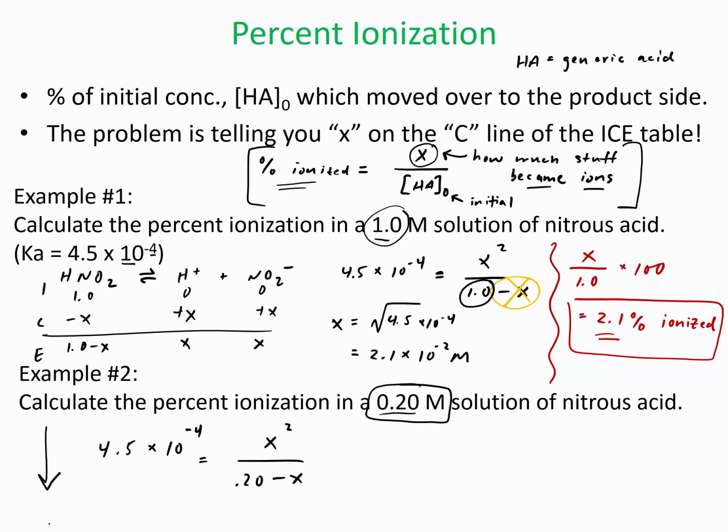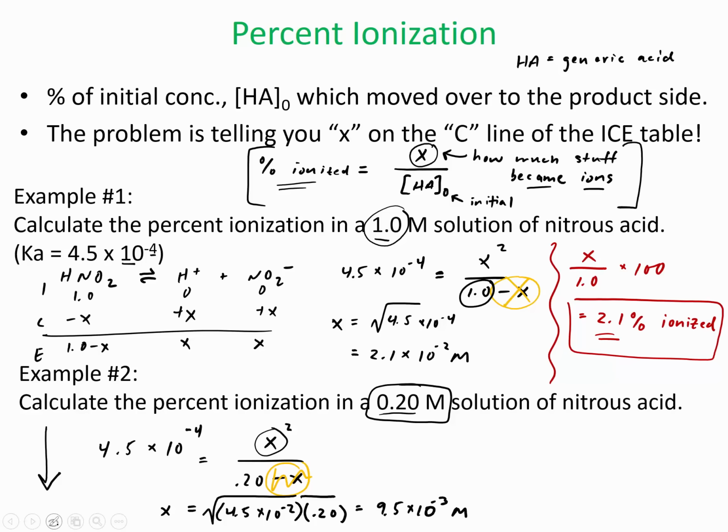So minus x. I'm going to assume this, because when I run through this problem, I'm checking this anyway. I'm checking to see how much of the initial is x, which is what percent ionization actually is. So if I solve this problem here, I get x is the square root of 4.5 times 10 to the negative second times 0.20. Okay, so for this, I get 9.5 times 10 to the negative third molar.